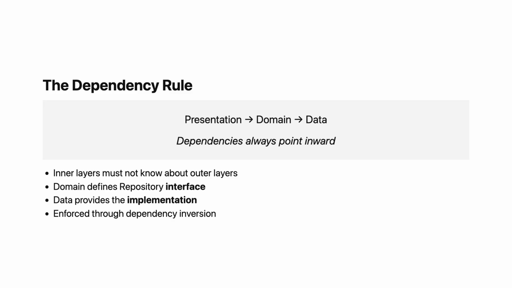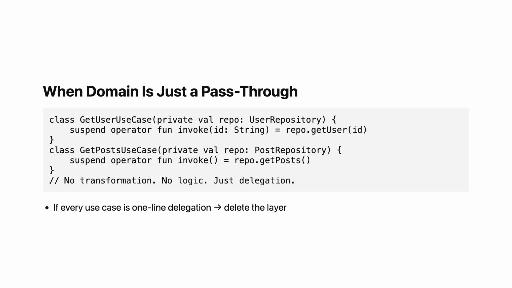Thus, when your domain layer is nothing but a relay station passing messages from the presentation layer to the data layer without adding value, it is not a layer, it is overhead. You have added a directory, a set of classes, and a set of interfaces that serve no purpose other than satisfying an architectural diagram. My advice, if your domain layer is a pass-through, delete it. Let your view model talk directly to your repository. You can always add a domain layer later when you actually have domain logic to put there.